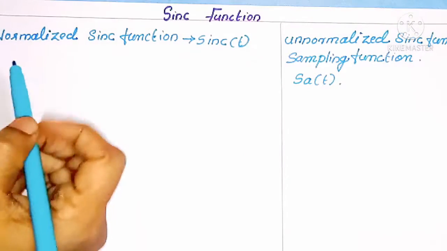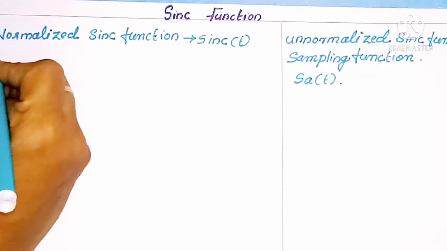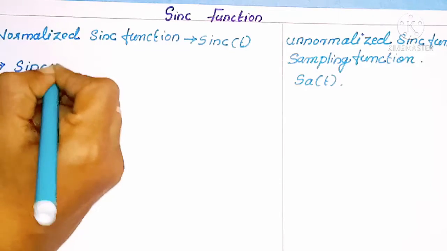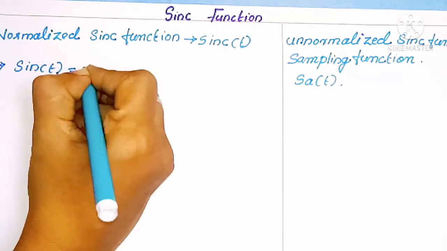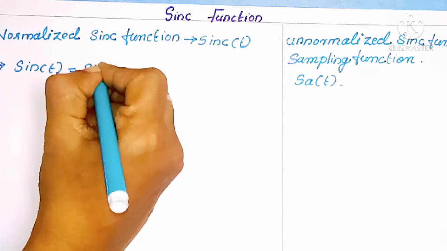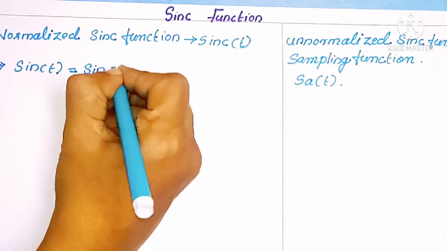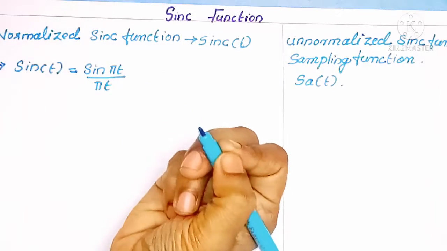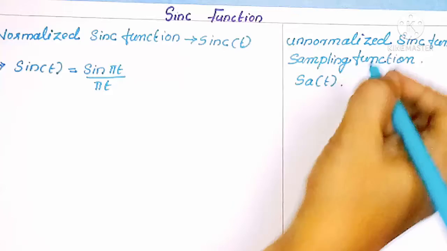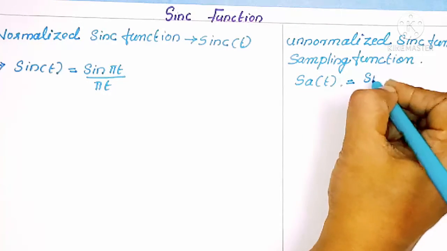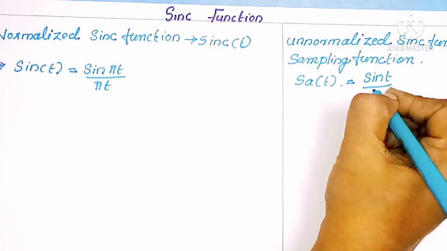The normalized sinc function is defined as sinc of t equal to sin pi t by pi t. Also, the sampling function is defined as SA of t equal to sin t by t.